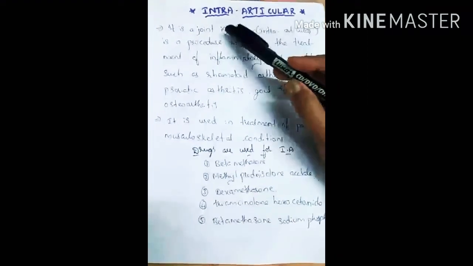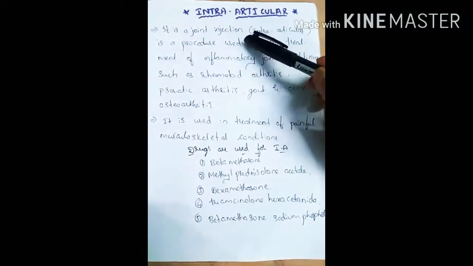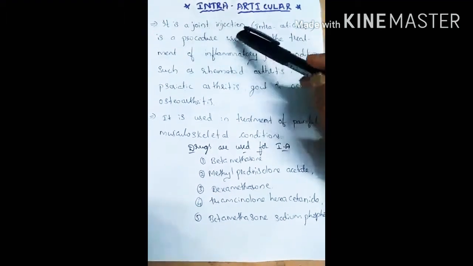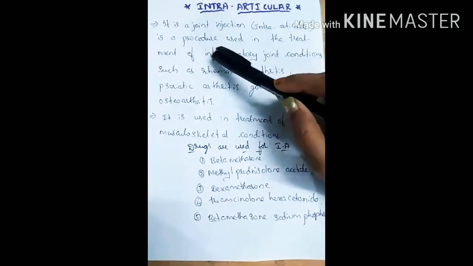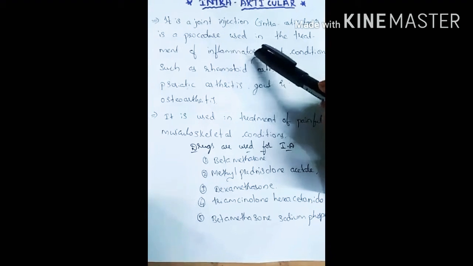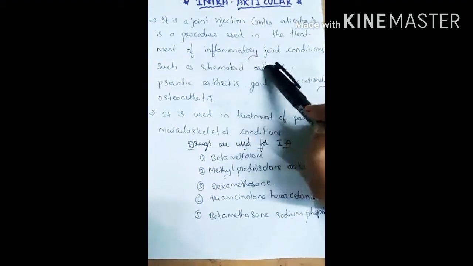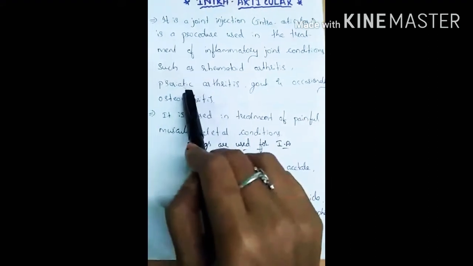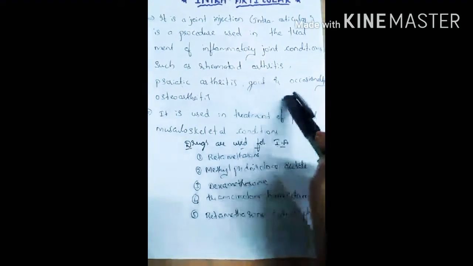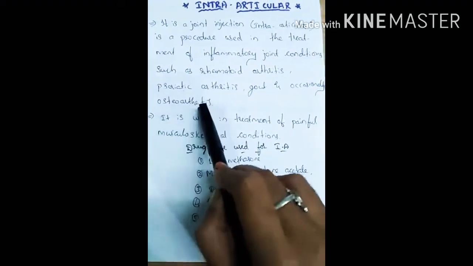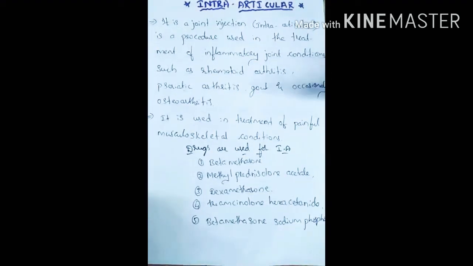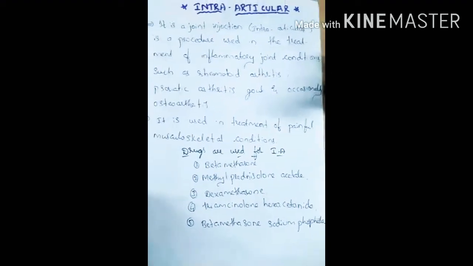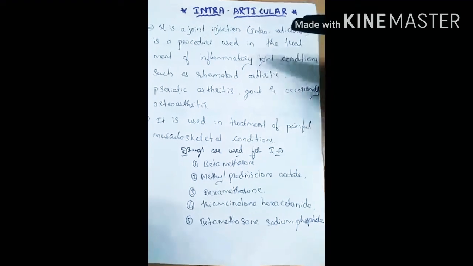Next, intra-articular. Intra-articular is a joint injection. It is a procedure used in the treatment of inflammatory joint conditions such as rheumatoid arthritis, psoriatic arthritis, gout and occasionally osteoarthritis. Here inflammation occurs. When arthritis occurs, it is nothing but joint pain.